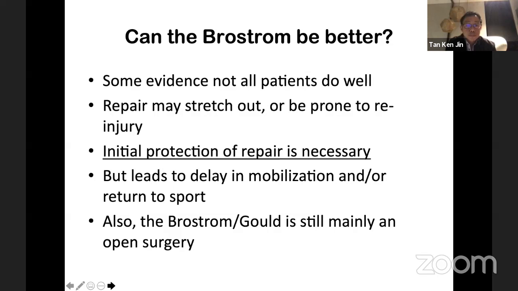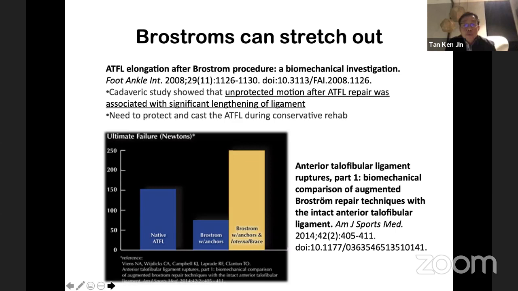There's reasonably good data to show that unprotected motion straight after an ATFL repair is associated with significant lengthening of the ligament, which means we basically have to go slow on the rehabilitation after a Brostrom. If you look at this graph, it's a biomechanical study, and you look at the native ATFL, and a Brostrom even with anchors is only about half or less in terms of failure strength compared to the native ATFL. However, if you augment the Brostrom, which you have used some anchors with, and you put a fiber tape, an internal brace, the pullout strength or failure strength of the construct immediately at the point of surgery is already a lot stronger than a native ATFL. So hence, there's quite a bit of excitement around using augmentation with fiber tape.